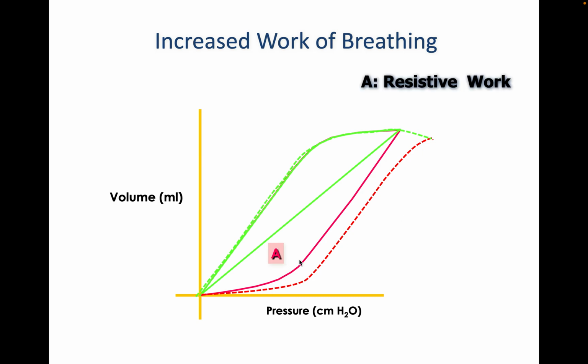A is called the resistive work. A is the area which, if you draw a line between the loop, the area below that line is the resistive work, and the area which is above that line in the expiratory phase is the elastic work. So this is another basic concept which everyone needs to remember to answer the viva questions.